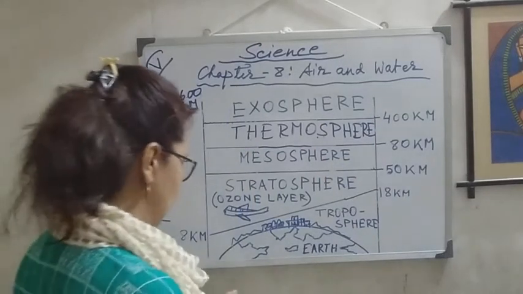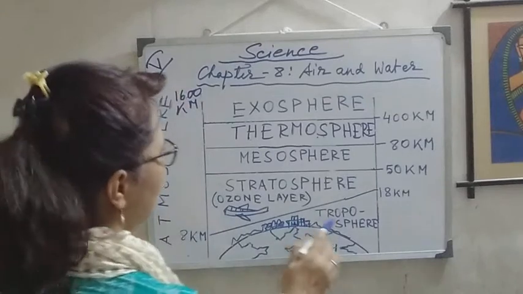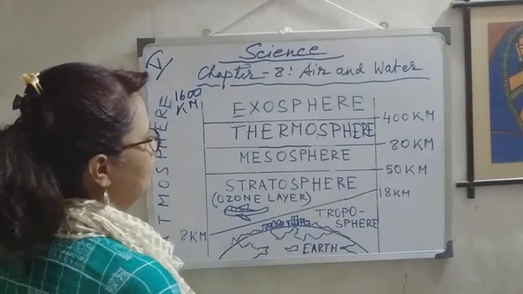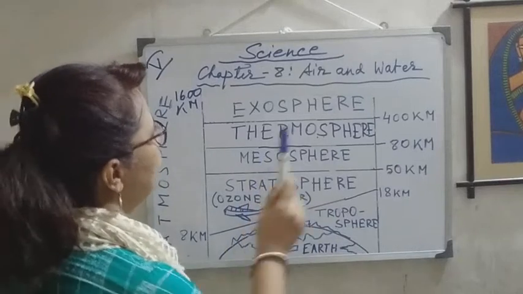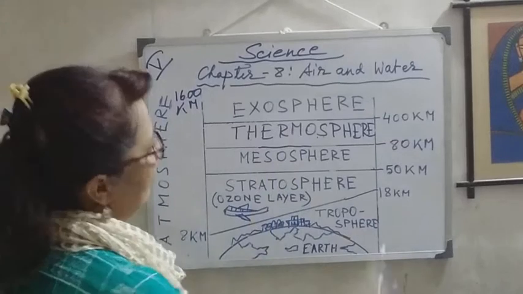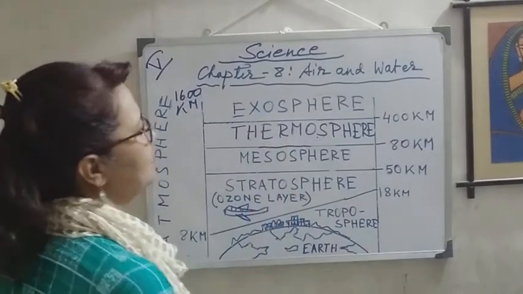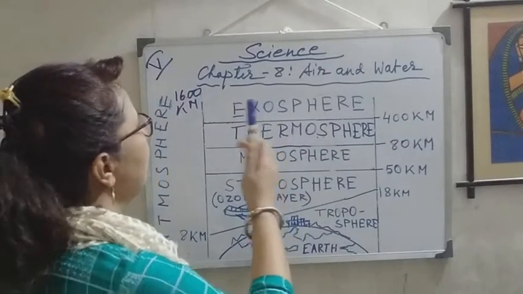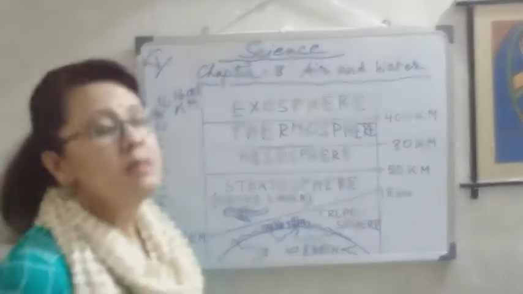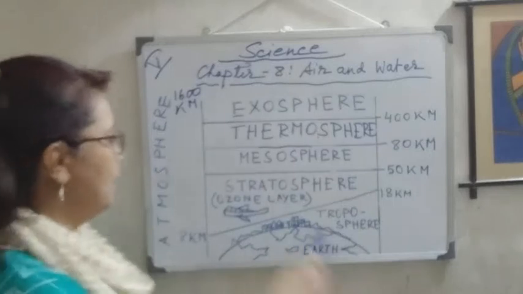So the first layer is troposphere. The second layer is stratosphere. Third, mesosphere. Fourth, thermosphere. And the last of all is exosphere. And exosphere merges with the space. So firstly, it is troposphere.